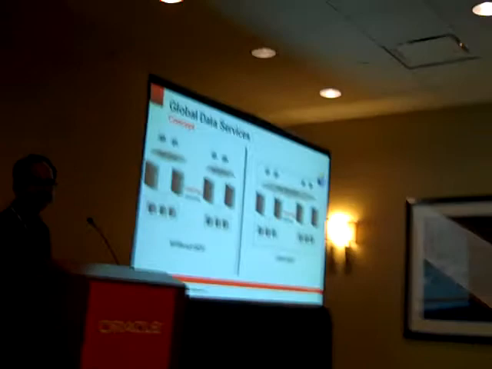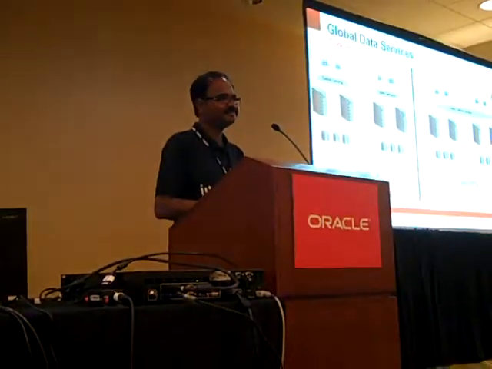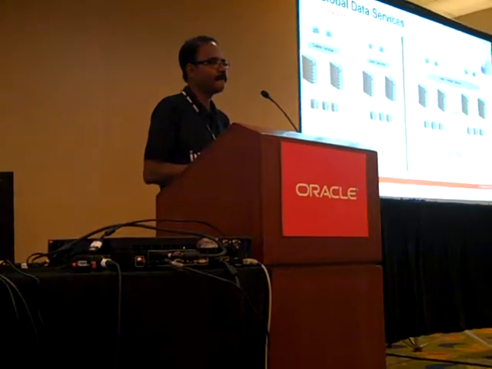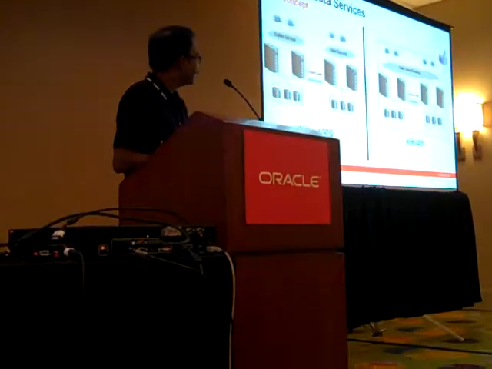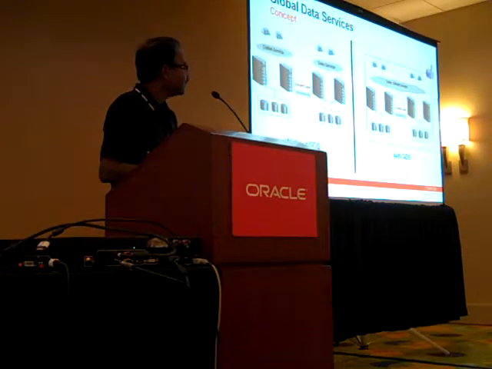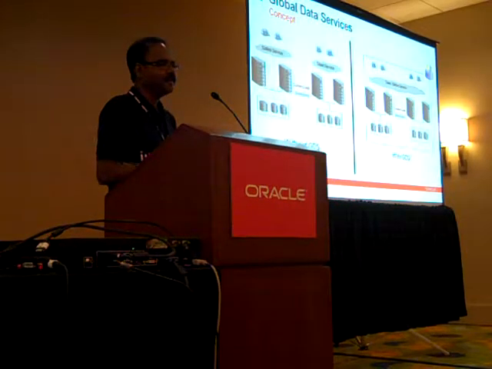Why Golden Gate? Why not Data Guard? Even Data Guard, it's supposed to, yeah, it's just an example. Two-way replication? I do not know the answer to that question. I can follow up.